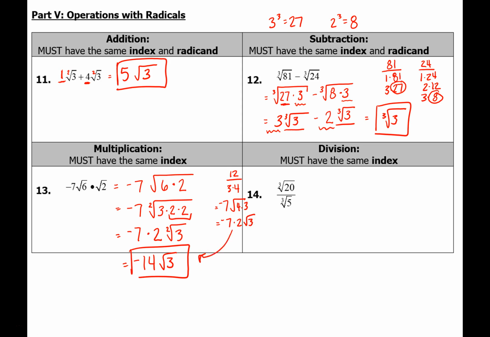Okay, so last thing to review is division. These have to have the same index as well, just like they did previously. So in this one, I have a cube root on top and bottom. So I see an easy out for this one. I have a cube root of 2 numbers that are divisible, 20 divided by 5. So I'm going to put these together. And then 20 divided by 5 is 4. So it leaves me with the cube root of 4.